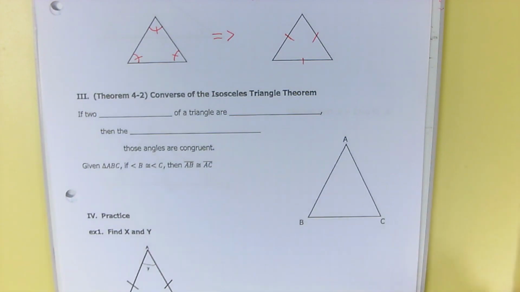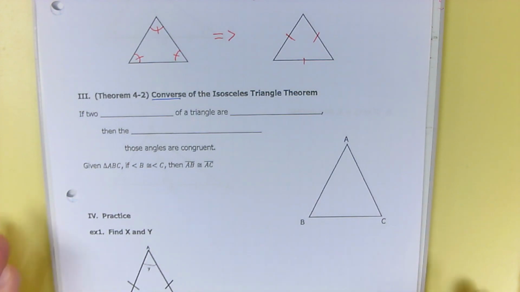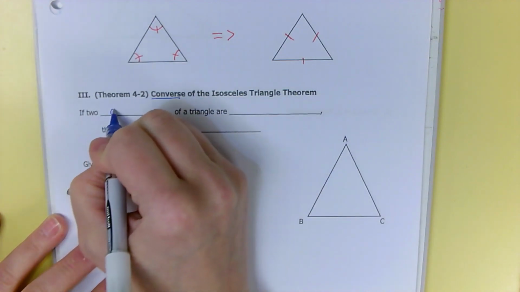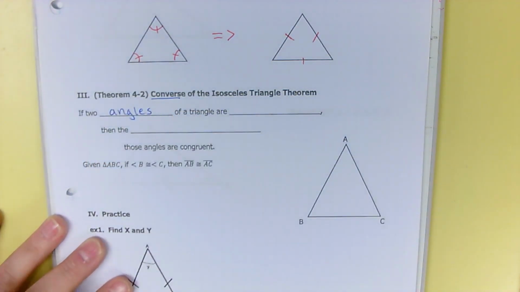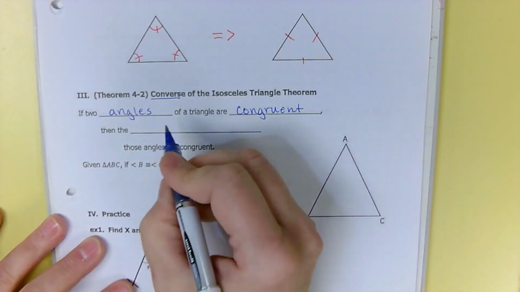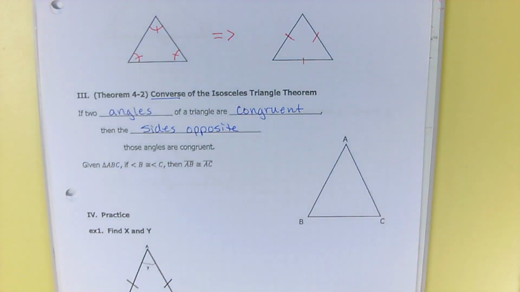All right, 4.2, theorem 4.2. This is the converse of the isosceles triangle theorem. Converse is a math word for reverse. It's the other way. And this says if two angles of a triangle are congruent, then the sides opposite those angles are congruent. So in the original, if the sides were congruent, the angles were congruent. With this one, if two angles are congruent, you get two sides. So it goes both ways.